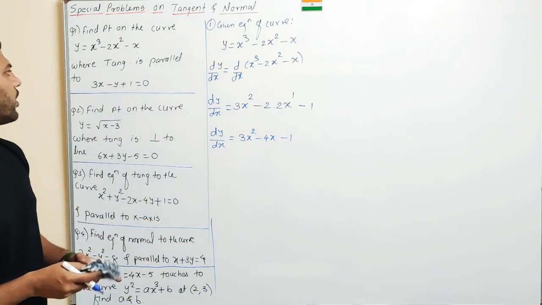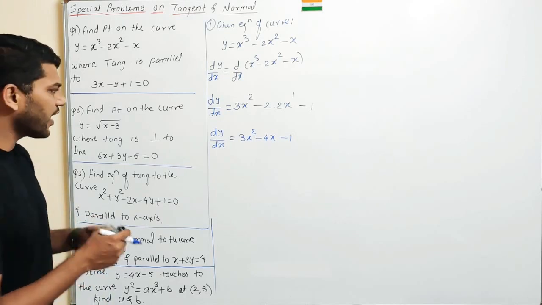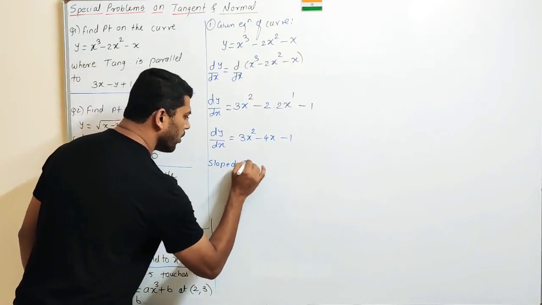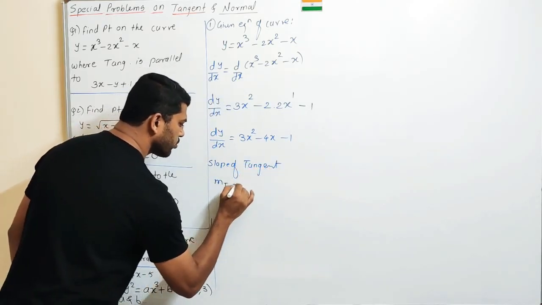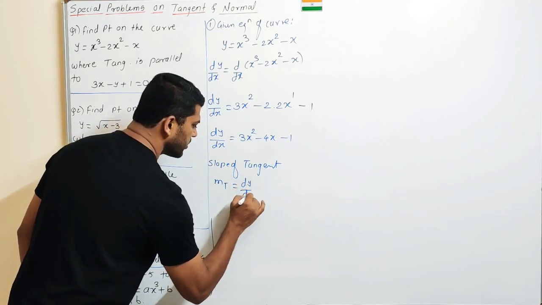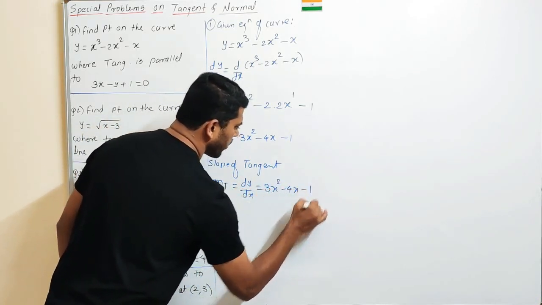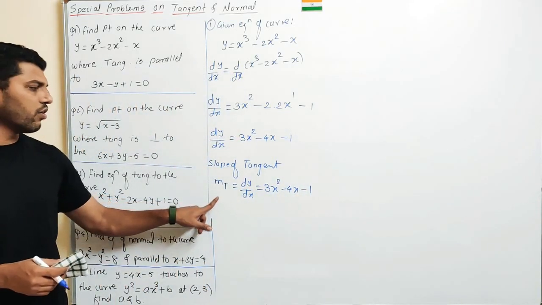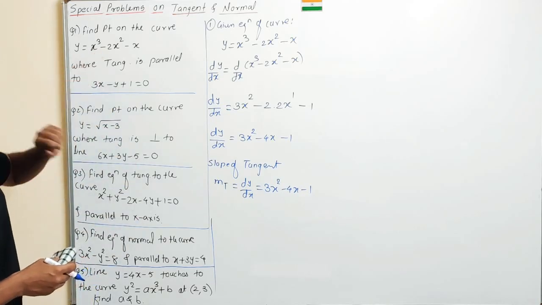Here we got the derivative, and you know that derivative is nothing but the slope of tangent. So the slope of tangent is equal to 3x square minus 4x minus 1. Here we reached this point and we got an expression for the slope of tangent to the given curve.